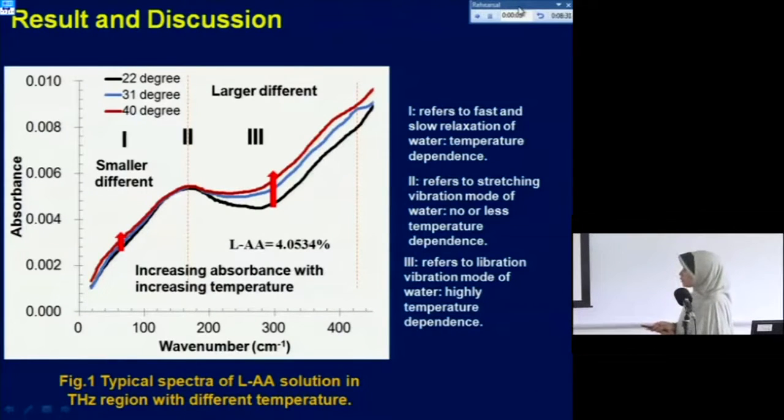Results and discussion. These are the typical spectra of LA solution in the terahertz region, including low and high frequency, with the same concentration but different temperature. From here we can see that the spectral differences are larger in high frequency compared to the low frequency.